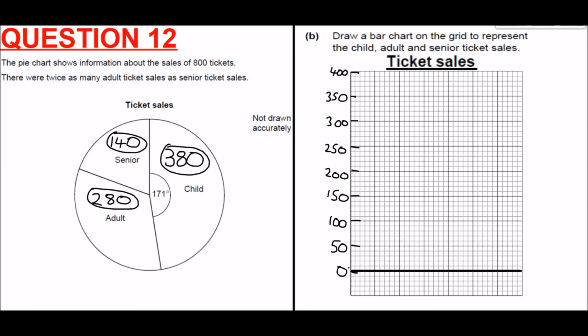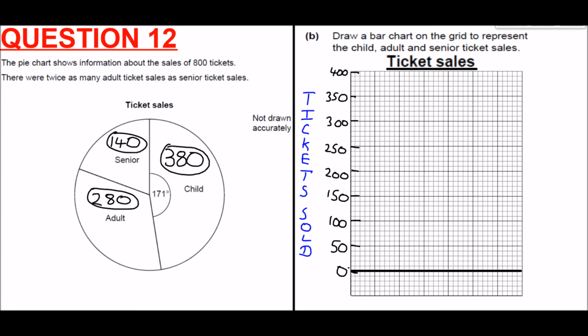You also need to label each axis. So on the scale going upwards on the y-axis, this is the number of tickets sold. So that needs labeling. Tickets sold. The x-axis is always the sort of things you're measuring. The y-axis is the measure, the numbers. The x-axis is the things which you're measuring.